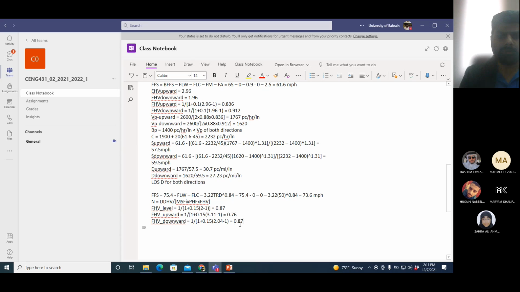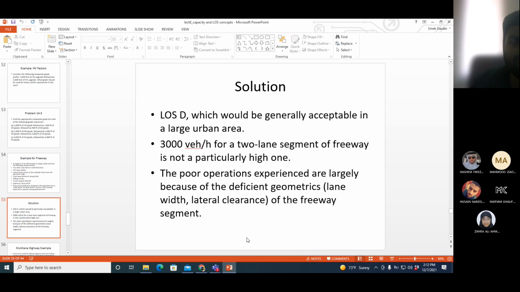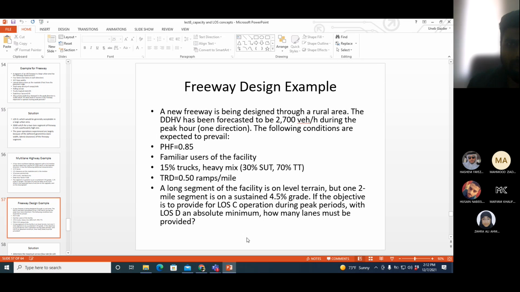Okay, so now you can see level and downward are same. So I don't have to do 2 sets of calculation for them. I can do 1 calculation for level and downward, and then I can do another set of calculation for upward. Okay, so FHV is done. Now for calculation of maximum service flow rate for level of service C and D, in the question they are saying they want to maintain level of service C or D. Either maintain C or D is also acceptable. So I need maximum service flow rate for level of service C and D.